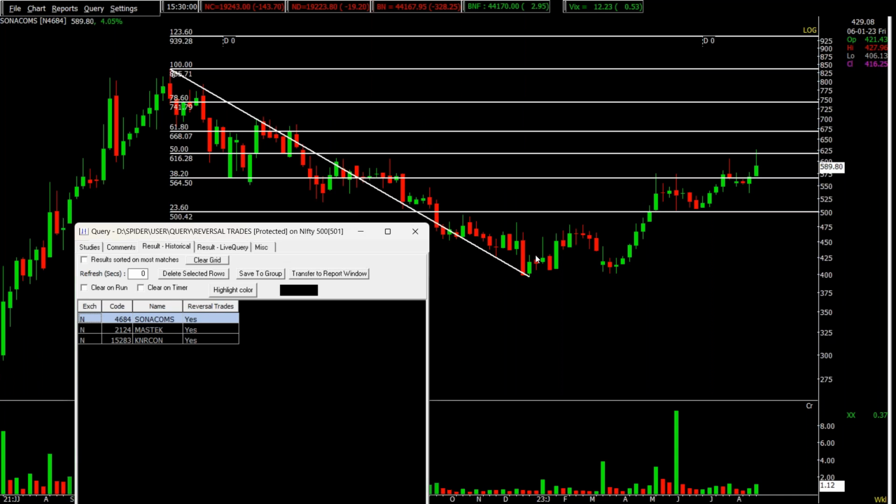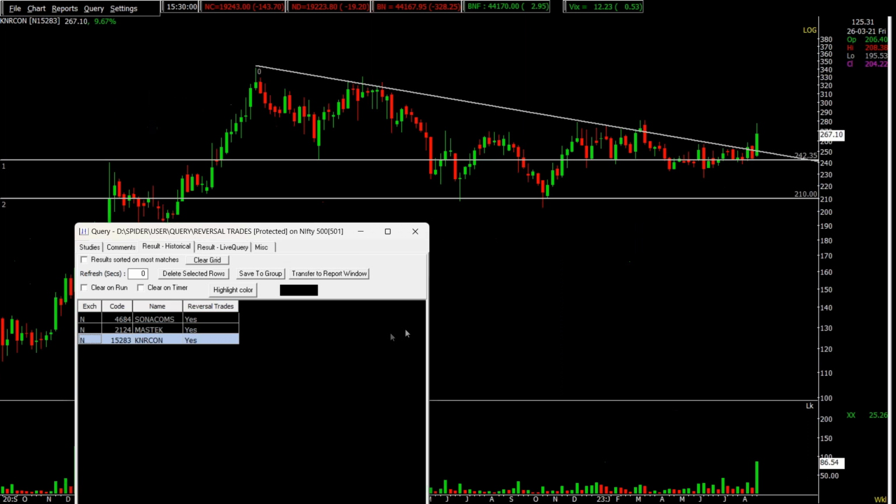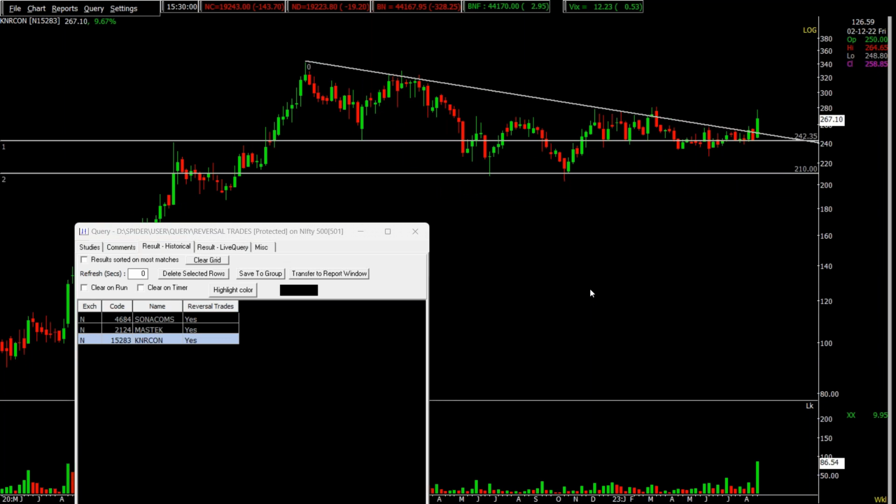Next is Sona Comstar. Okay, we already checked this. Come to KNR. Okay, I haven't drawn the retracement over here, but if you draw the retracement, you have the breakout, and with that you can see a downward sloping trend line breakout as well in KNR Con.